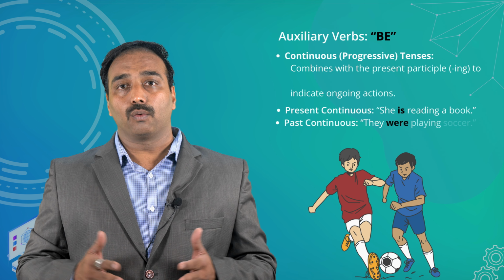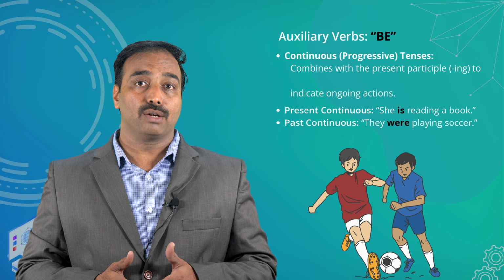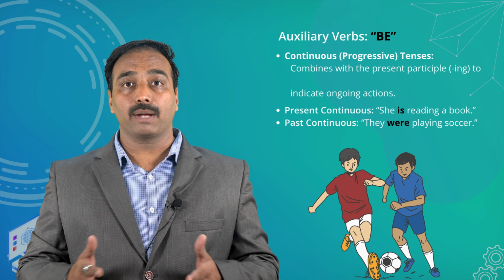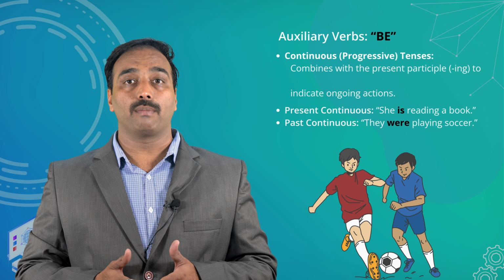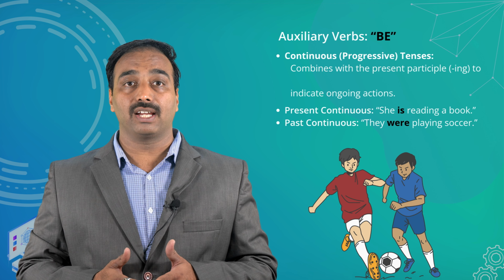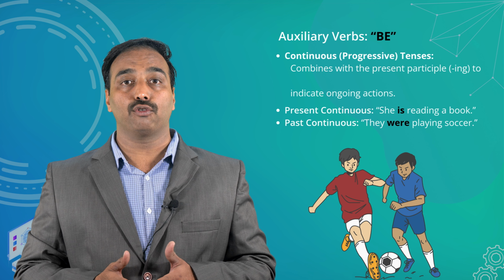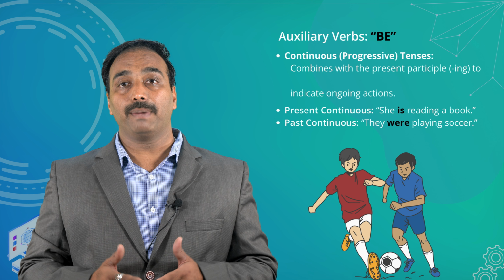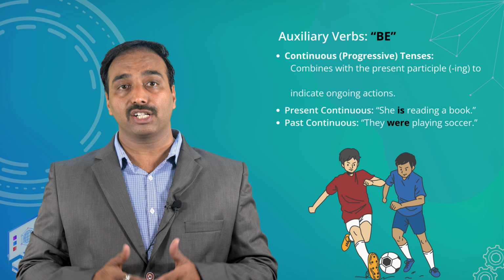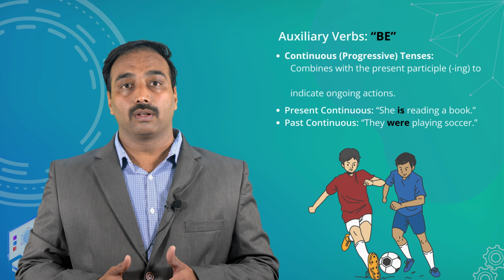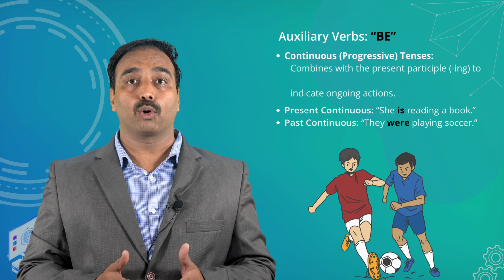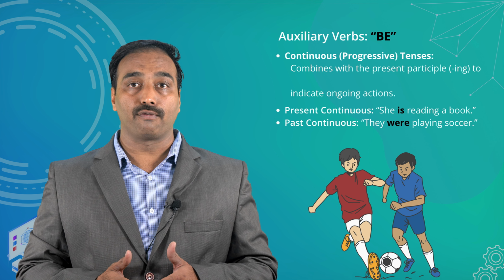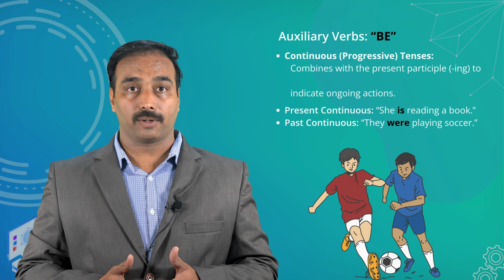These auxiliary verbs work alongside main verbs to form various tenses, moods and voices, thereby providing clarity and detail to sentences. The primary auxiliary verbs in English are be form, have form and do form. Each serves distinct functions which are crucial for constructing meaningful and grammatically correct sentences. Auxiliary verb be. The verb be is versatile and is used in several grammatical constructions. For example, forming continuous progressive tenses. Be combines with the present participle, that is the ing form of a verb, to indicate ongoing actions.